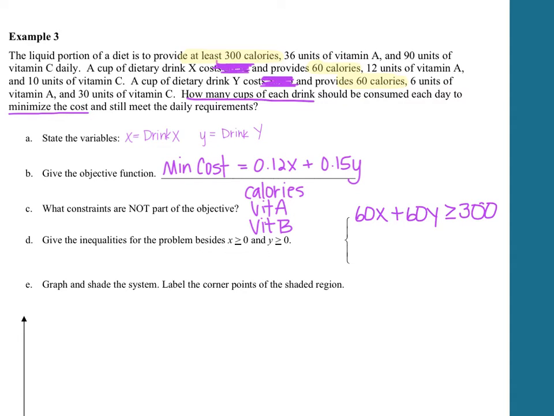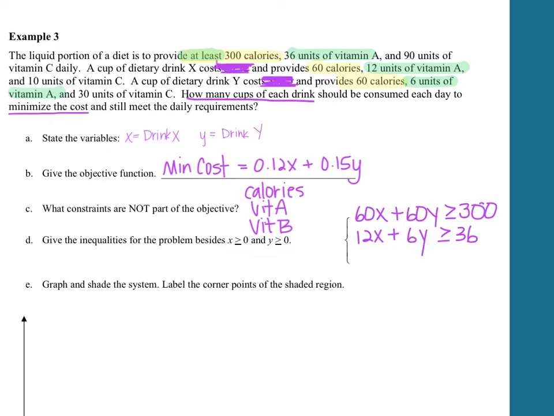All right, I'm going to color code my next part. Okay, now I want 36 vitamins. Again, it's at least 36 units of vitamin A. Here I've got 12 units of vitamin A. Here I've got 6 units of vitamin A. The 12 units of vitamin A are in the sentence about dietary drink X, so that would be 12X. And then 6 units come in the sentence about dietary drink Y, so 6Y, and at least 36, so greater than or equal to 36.